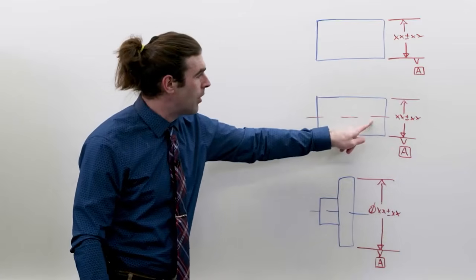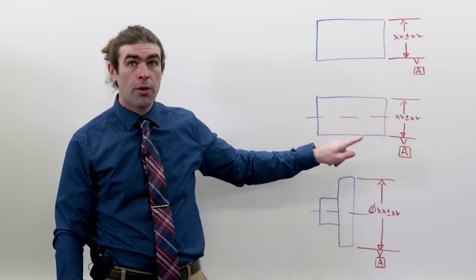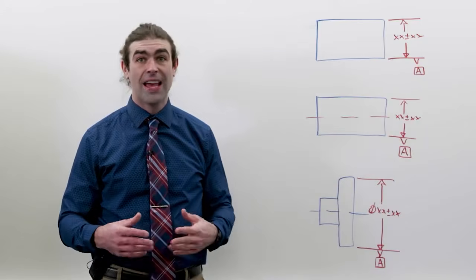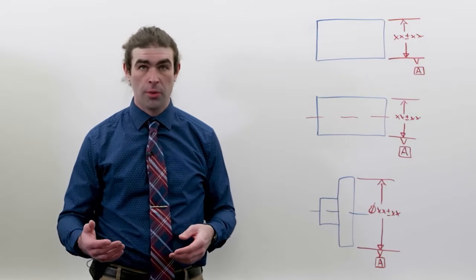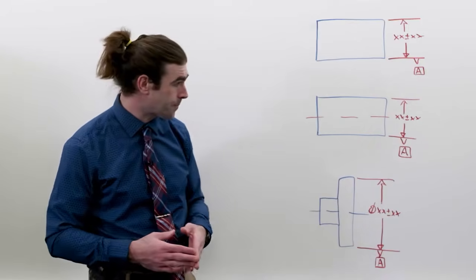In this example, the datum is in the middle of the part. Inspection-wise, you have to tackle that in a different way. Neither side of the part is more important than the other.